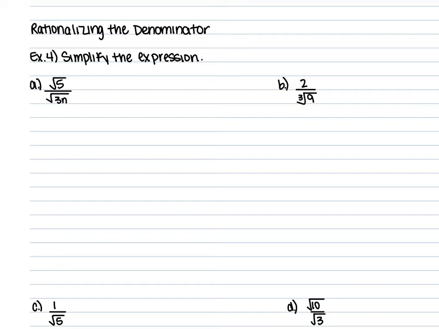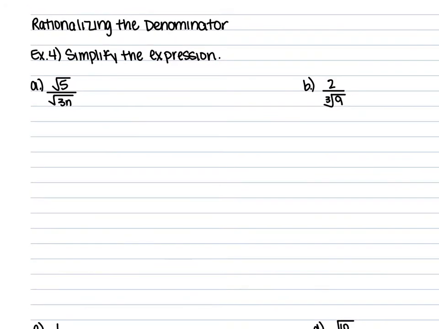So if we look at example A, under example 4, we have the square root of 5 over the square root of 3n. You cannot simplify the square root of 5. You cannot simplify the square root of 3n. So what we're going to do to rationalize this, we are going to multiply the bottom of your denominator by the amount of times that your index is of that radical. So your index here is an invisible 2. So you need that square root of 3n twice in order to get the square root to cancel out.